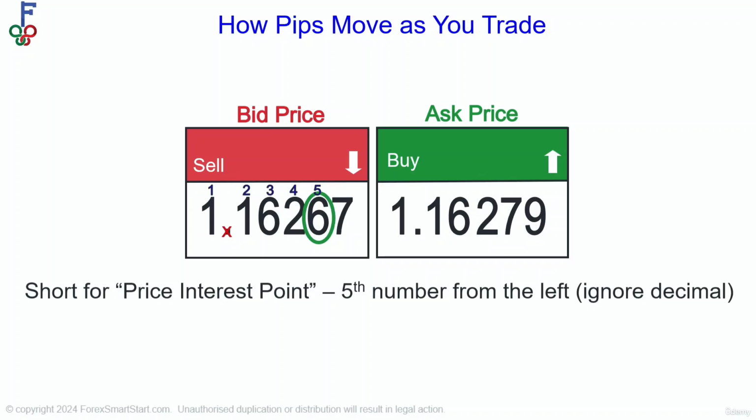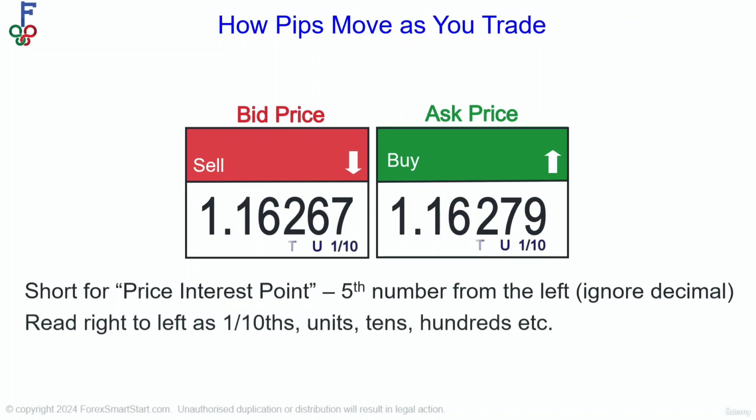In this example, the bid price is 6 pips with 0.7 of a pip or 7/10 of a pip following. In the buy price, the 7 is the units and the 9 is 9/10 of a unit or 9/10 of the pip. We read right to left as 1/10, units, tens, hundreds, etc. The difference between the bid and ask price is the platform commission.